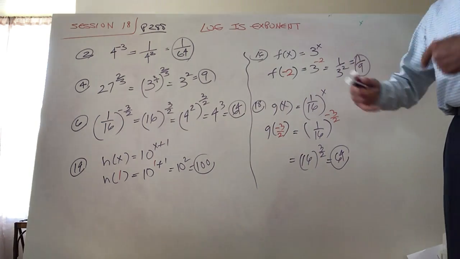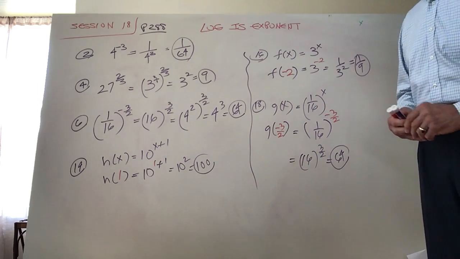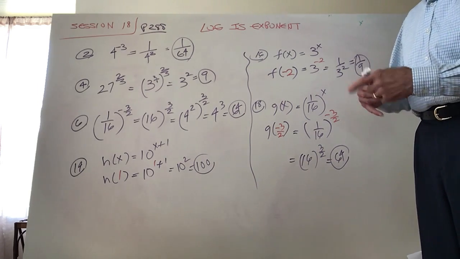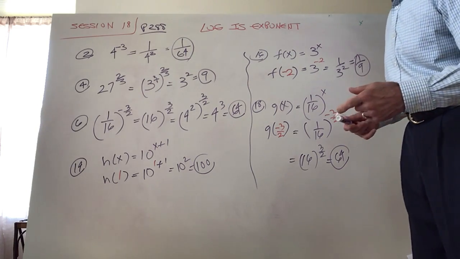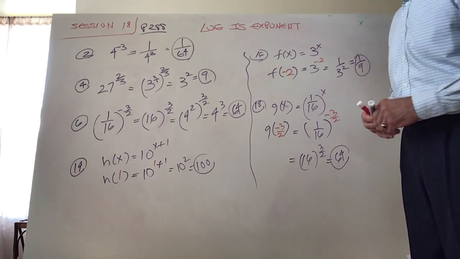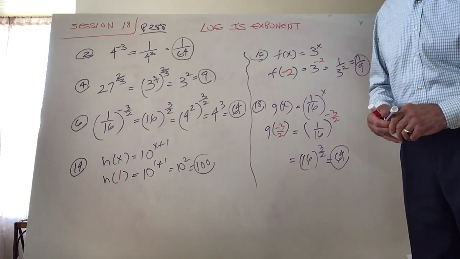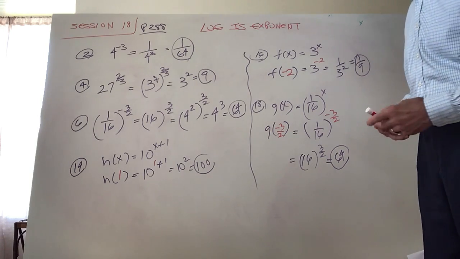It does not flip the exponent. It doesn't become 2/3. Some people just go about with the negative exponent, flip everything. The negative exponent sends the denominator to numerator and numerator to denominator. It does not flip the 3/2 and make it 2/3. Okay, so be careful on that one.